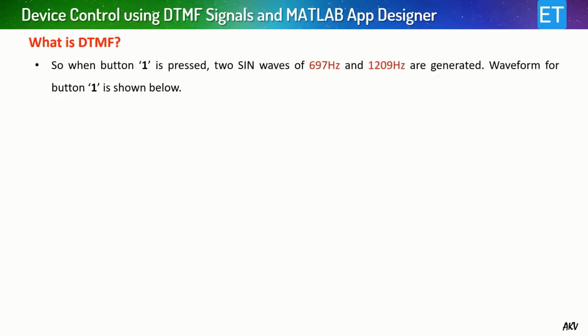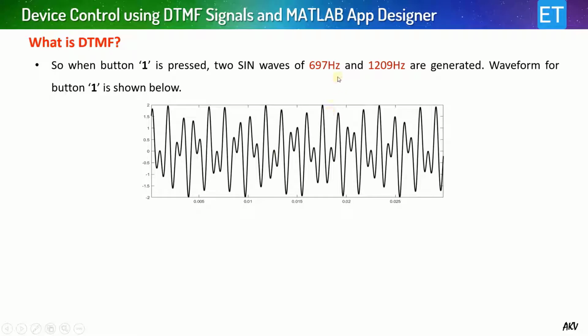And as I said, when button 1 is pressed, the two sine waves of 697 Hertz and 1209 Hertz are generated. So this is the waveform of the combination of these two sine waves. It is just obtained by adding these two sine waves.